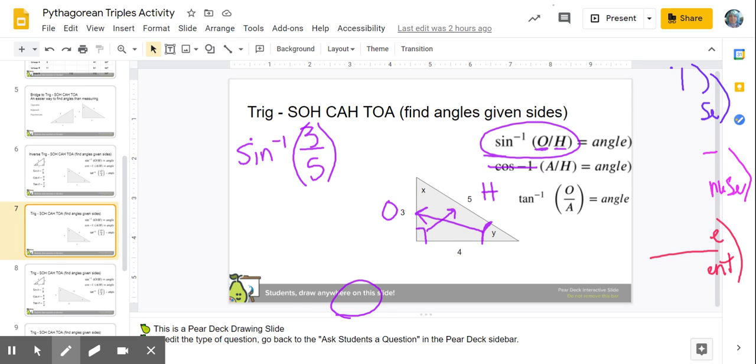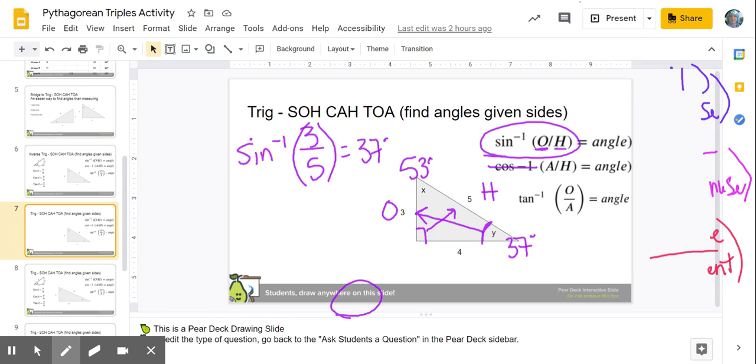So cosine of 3 over 5 gives me a different answer than sine of 3 over 5, but those two things add up to 90 degrees. So here we found this to be 37, which means this guy up here is still 53. Did you round? I did round. It was like 36.8. Yeah, 36.86. So I rounded to 37.